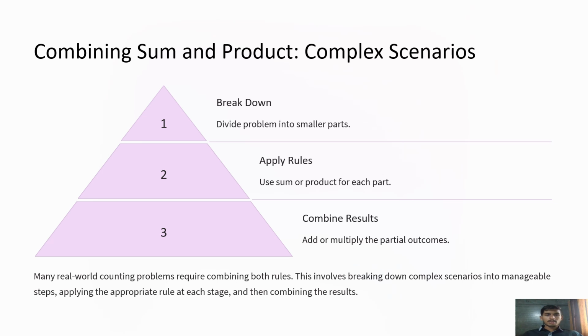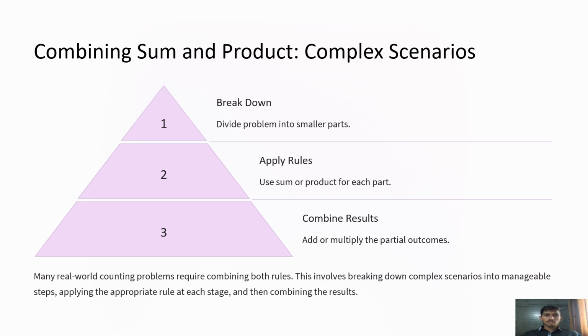Now, combining sum and product for complex scenarios. These are three steps for problems where combining sum and product is very complex. The first one is breakdown: divide problems into smaller parts. We take the big problem and divide it into smaller pieces called packets, and these are solved individually, and when all these packets are solved completely, we have solved the whole thing.